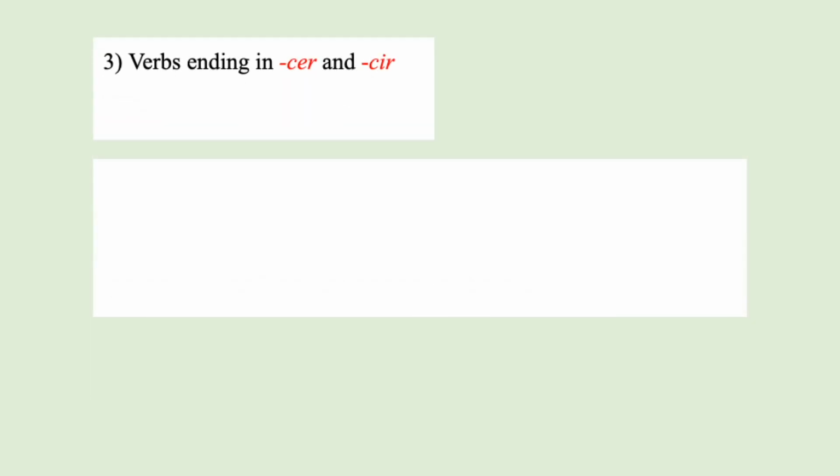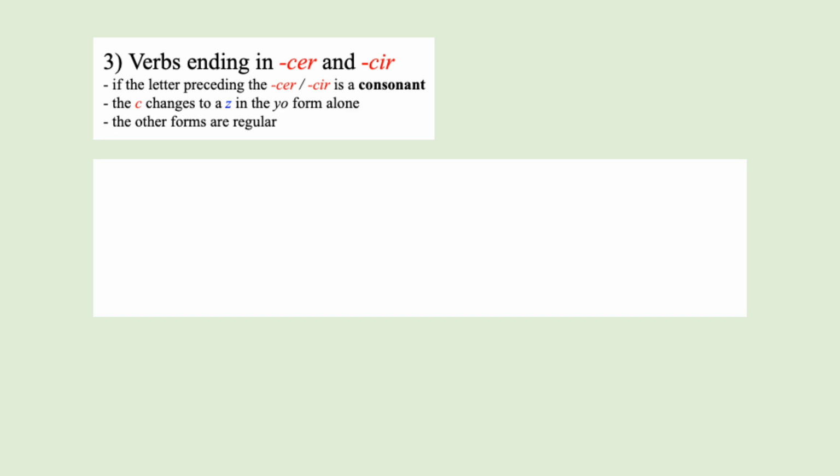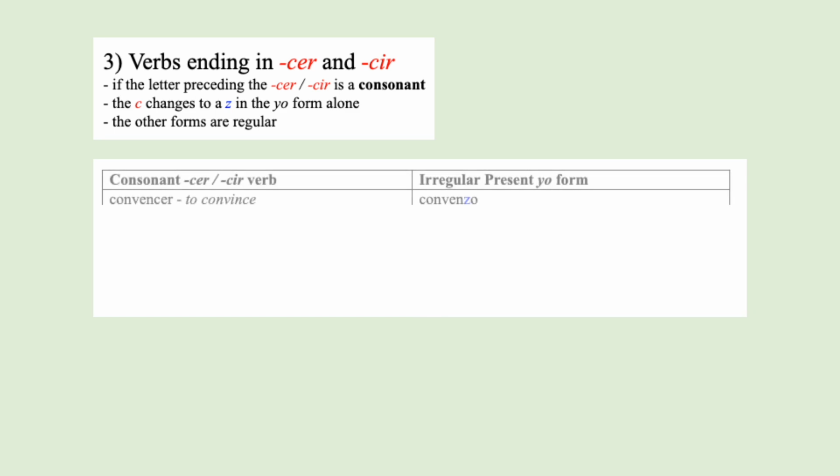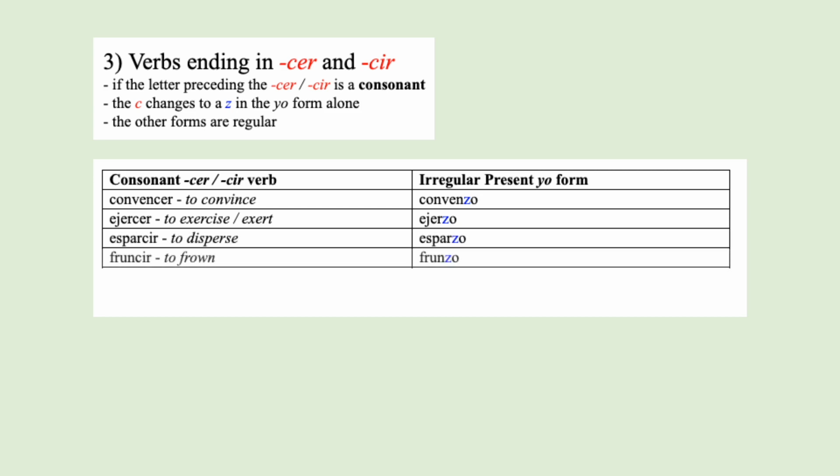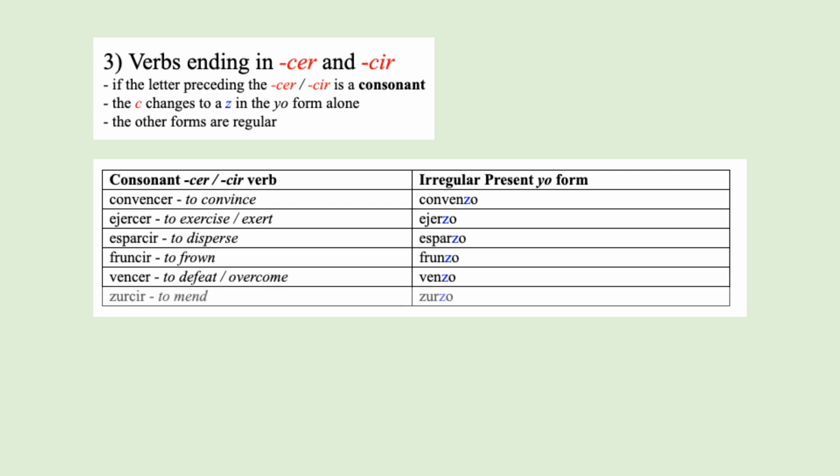For verbs ending in -cer and -cir, if the letter preceding the final C is a consonant, then the C will change to a Z in the first person singular, but the other forms remain regular. Convenzo, ejerzo, esparzo, frunzo, venzo, zurzo.